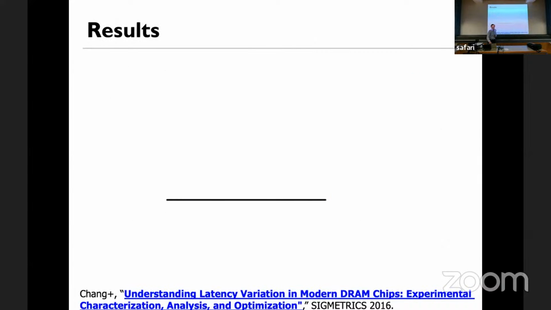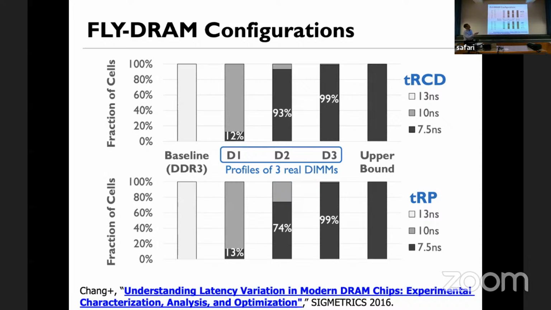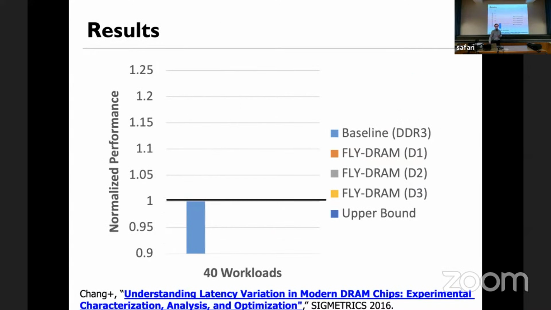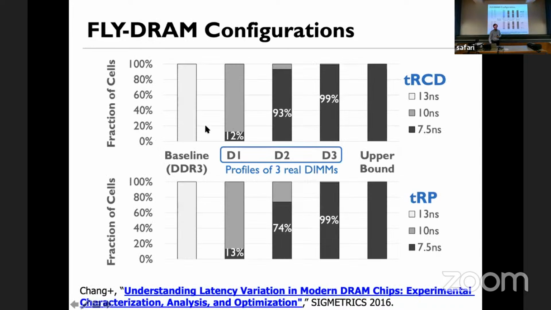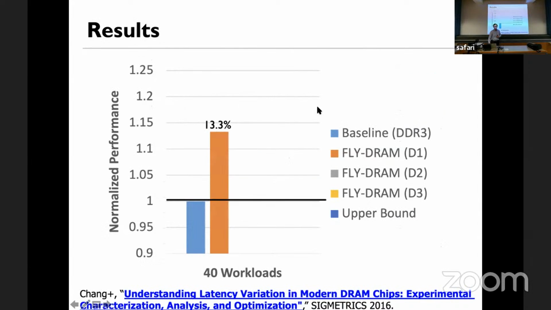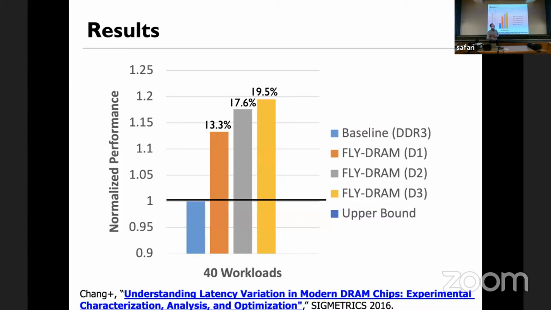Okay, so these are the profiles. These are obtained using real FPGA-based infrastructure. If you take these profiles and simulate them using simulation infrastructure and run real workloads, these are the benefits you get. Basically, in this module that is a little bit slower, you get some benefit, which is 13.3% performance improvement, averaged across 40 workloads. In this slightly faster module that has more cells that can be accessed at 7.5 nanoseconds, you get higher benefit. And in the module where 99% of the cells can be accessed at 7.5 nanoseconds, you get even higher benefit. And this gets very close to the upper bound, as you can see.